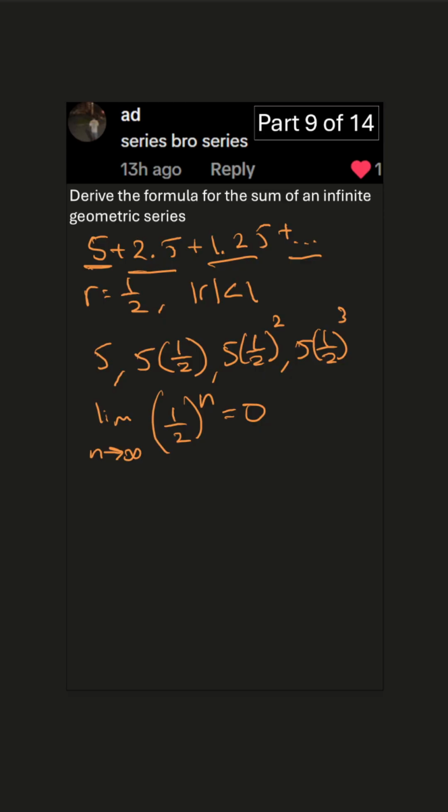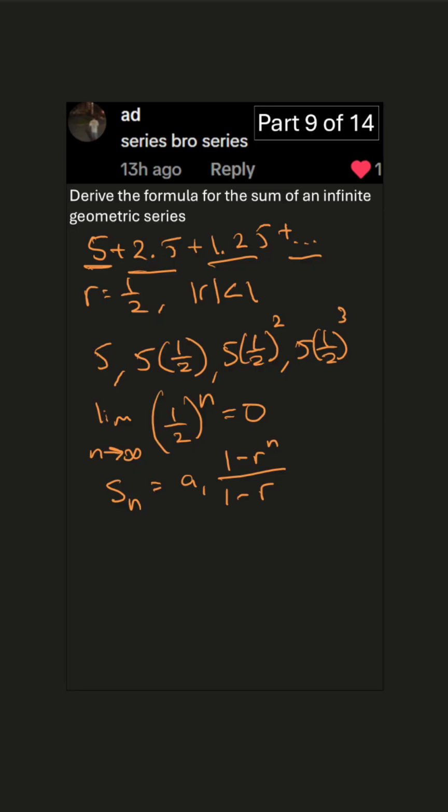So suppose we start with the formula that we talked about in the last two videos, the finite geometric sum. S sub n equals a sub 1 times (1 minus r to the n) over (1 minus r). Now, if none of this makes sense, check out the previous videos. I promise I explain everything clearly.